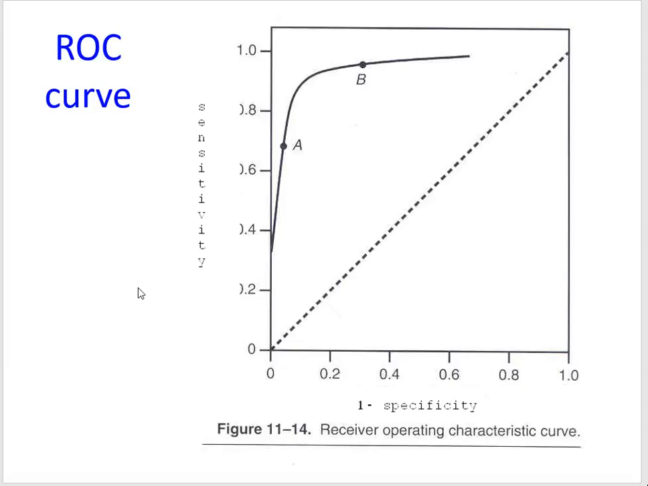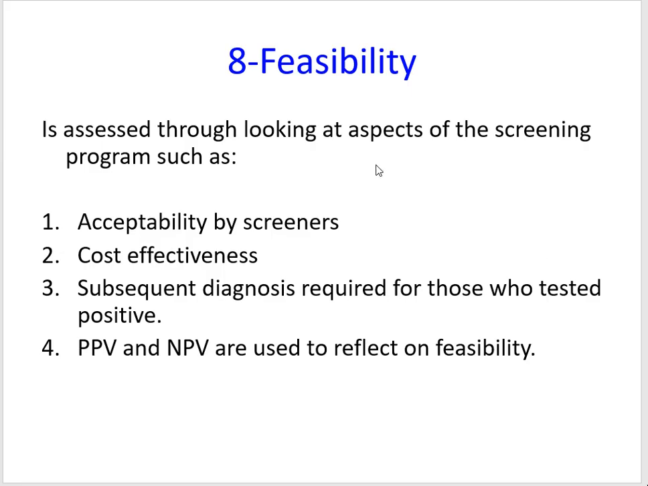Okay, so we left off with the ROC curve. We're going to continue with the lecture about screening. Part 8 is about feasibility. Now, it assesses the aspects of a screening program.